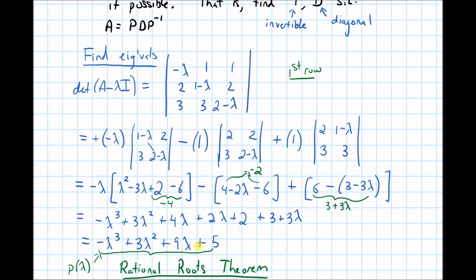So what makes this harder to factor is the fact that it's not just a quadratic. It has a higher degree. It's a cubic. It has degree 3. And one of the ways that we can factor this is by using what's called the rational roots theorem.